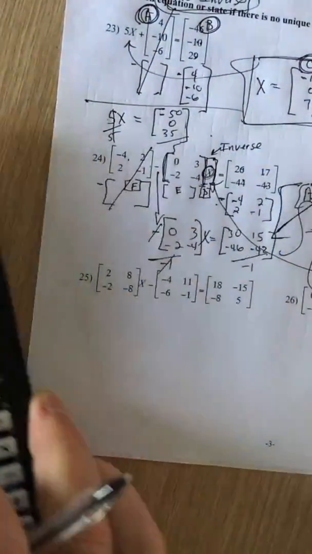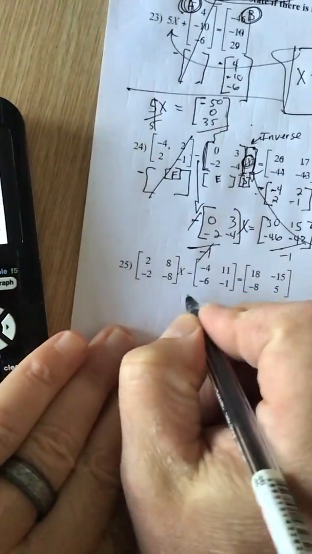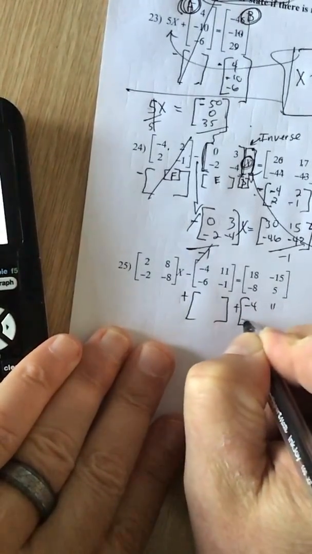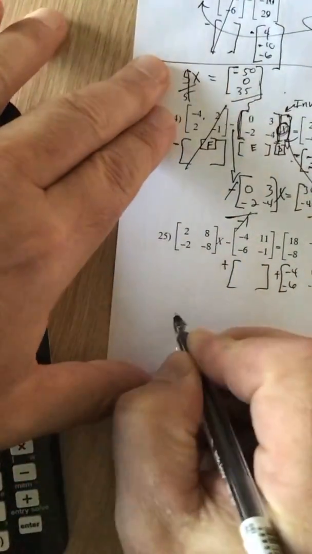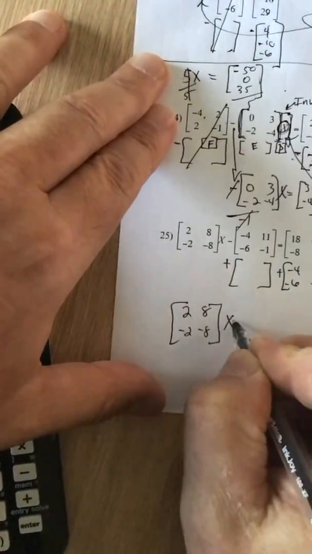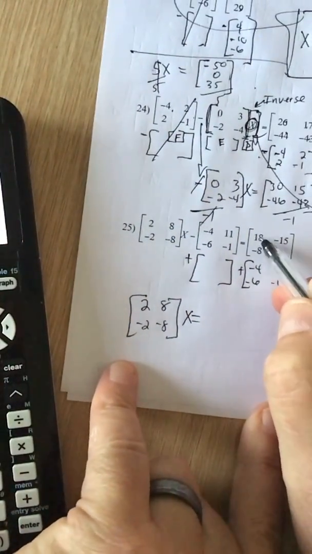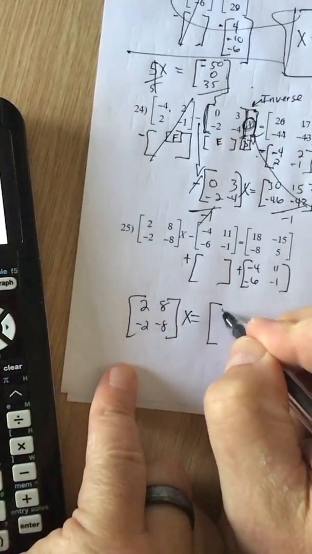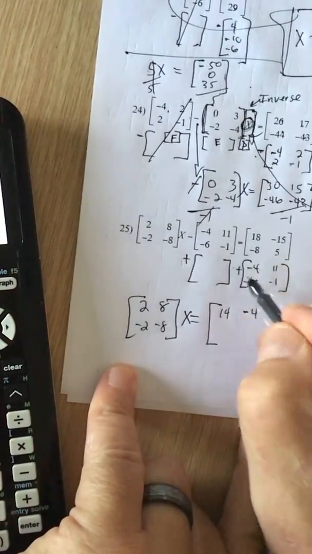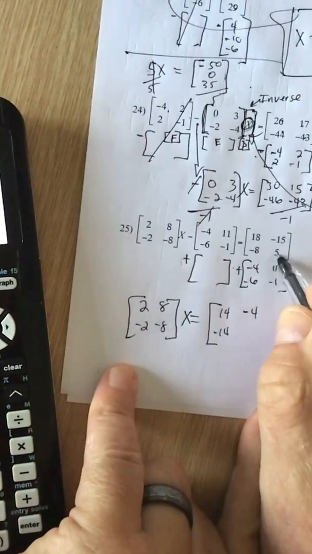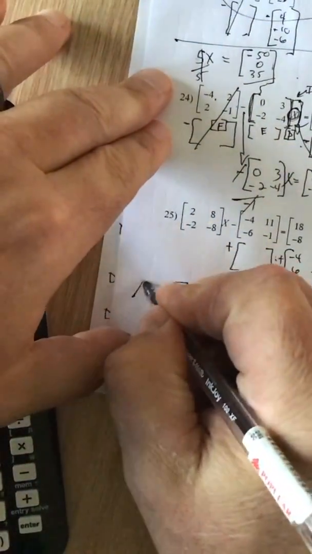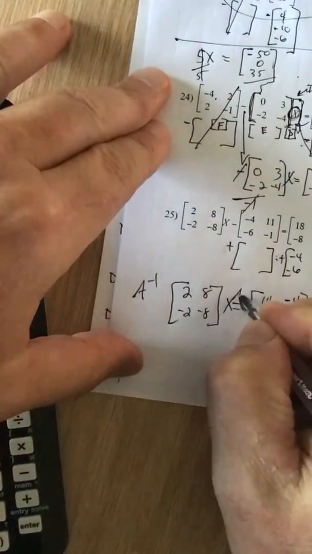Okay, 25 and 26, let's hammer those out. So now on 25, I'm just going to add this matrix to both sides. So I have this 2, 8, negative 2, negative 8 times some big matrix is 18 plus negative 4, so that'll be 14. Negative 15 plus 11, so negative 4. Negative 8 plus negative 6, negative 14. And 5 plus negative 1, 4. I need the A inverse of this one.